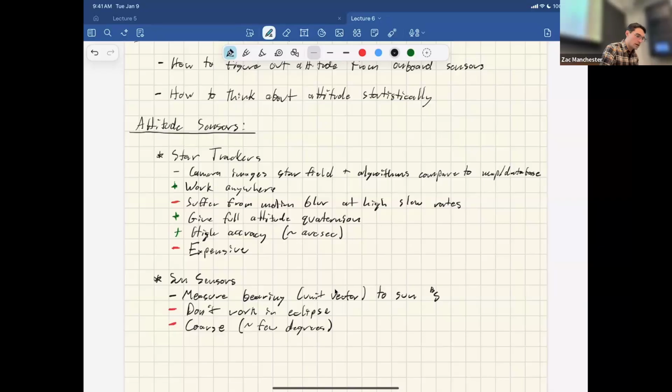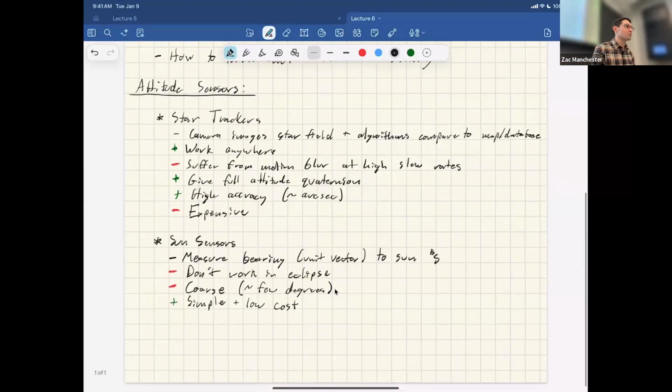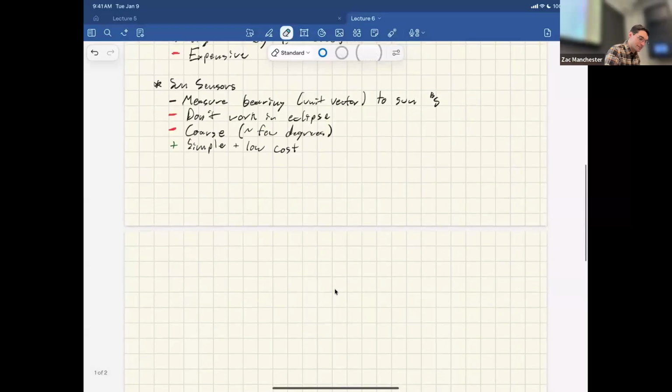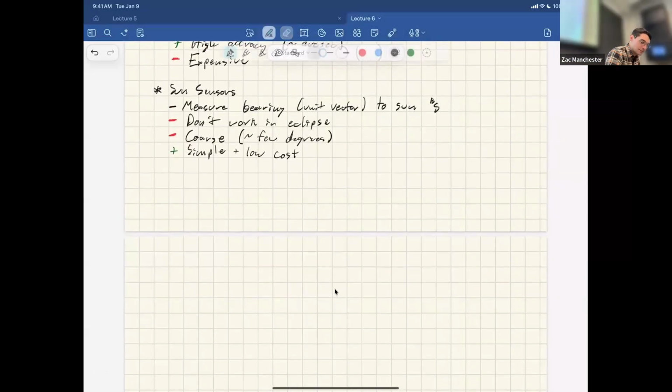What else do we say about these? Pro on these guys, though, is they're simple and cheap, and sometimes even free if you just use the solar panels. Okay. Other ideas? Don't have any other thoughts on sensors? That's a good one. Probably gonna start a new page. Okay, so let's see what to say about these.